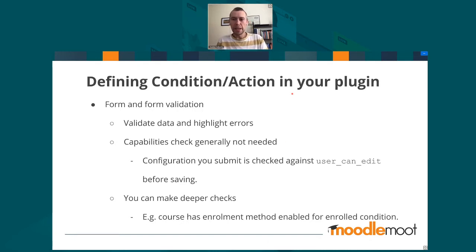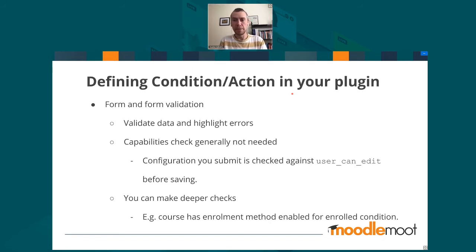Form and form validation. Those two methods are required to produce the form and validate the form. I'll show later how the actual method looks, but the form validation method is pretty much identical to validation methods in Moodle Quick Form. So you check that the configuration supplied is correct and highlight the errors. A capability check here is not needed generally. We have those capability check methods, and the data before it's saved to the database will be validated against the user can edit capability, which will throw the error. So don't focus on capabilities here, just check that the configuration is correct.